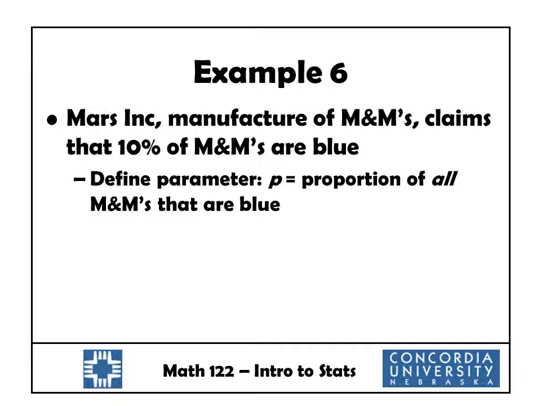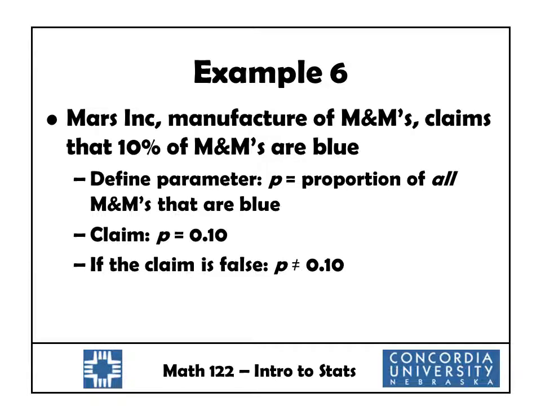Again, we stress the word all there because we're making a claim about the entire population of M&Ms, not just the few in a sample. So now our claim in mathematical notation is that p equals 0.10. If false, then p is not equal to 0.10. The null comes from the claim. It's the statement that p equals 0.10. And the alternative is the other statement: p is not equal to 0.10.